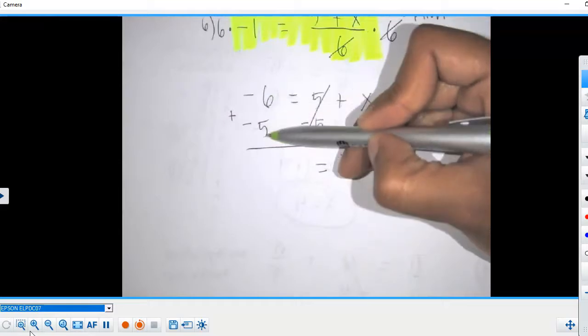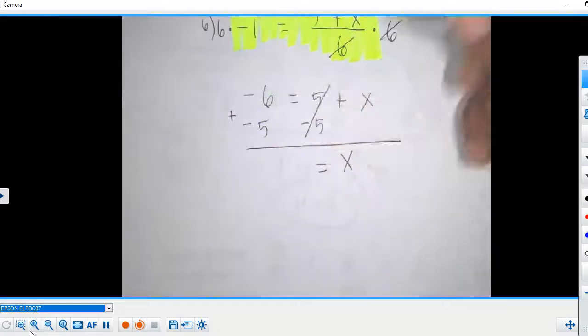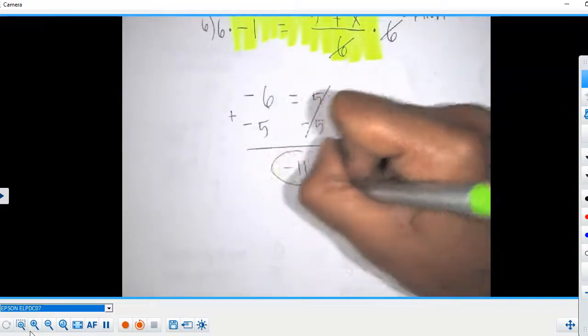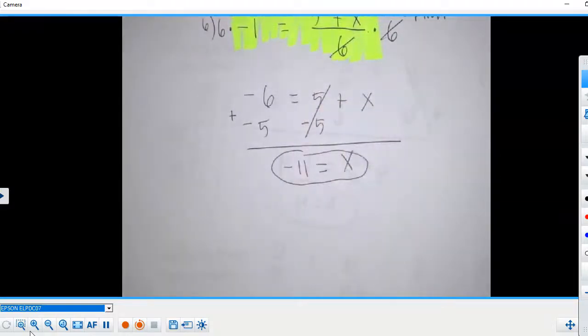Okay, so again, what did I say? This is rule number 2. We're going to add and keep the negative sign. The answer is negative 11. That's that for number 6. All right, we're going to keep going.